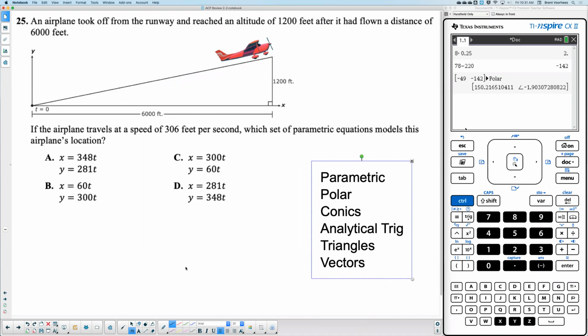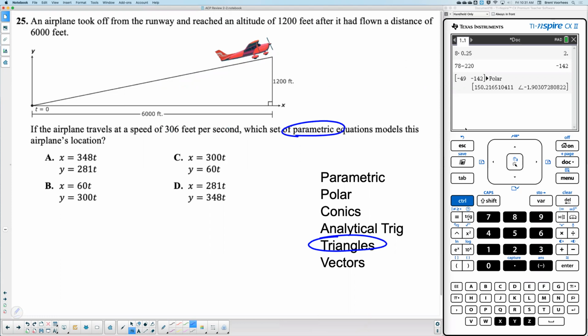When you look at the diagram, what does it look like? What type of problem does it look like when you look at it? It looks like a triangle. However, it says parametric as well. So we can solve it one of two ways.